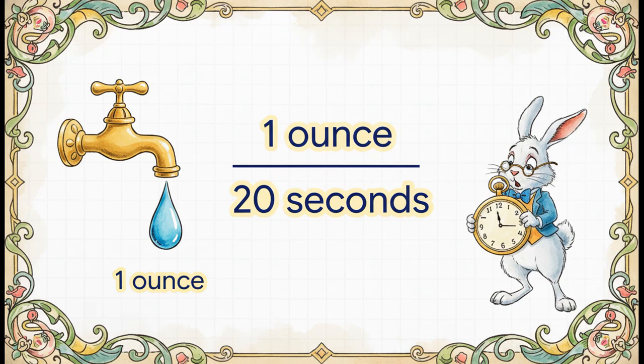All right, step 1. Couldn't be easier. We just start with what the problem gives us. The faucet drips 1 ounce of water every 20 seconds. This little fraction right here, 1 ounce over 20 seconds, that's our starting block. Everything we do from this point on is all about transforming this one rate.